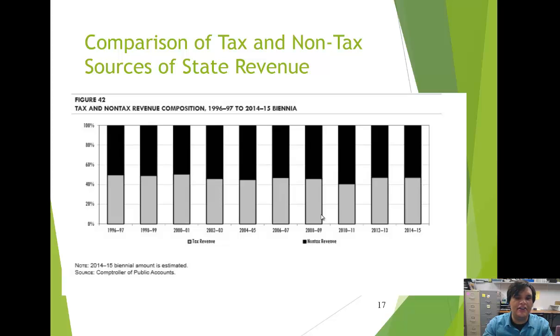So you can see here that Texas takes around 50% from the latest figures. This is 2014 to 2015. I would say actually around 45% of its revenue comes from taxes, and then around 55% of its revenue comes from the federal government. So Texas is actually taking more money from the federal government than it is trying to get from its own private citizens.